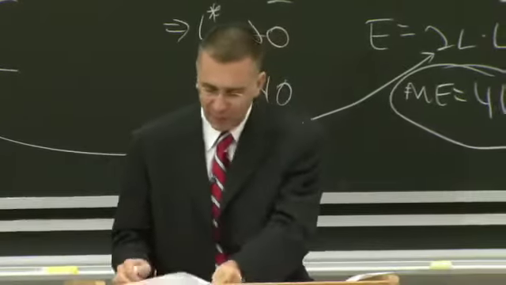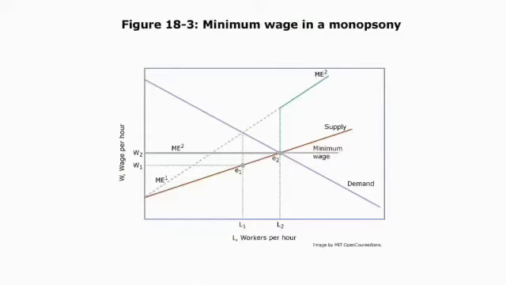Pretty confusing. Let's look at figure 18.3. Figure 18.3 once again parallels a figure you saw on the flip side for price regulation of a monopolist. This is the parallel, which is wage regulation of a monopsonist. So let's walk through this slowly.